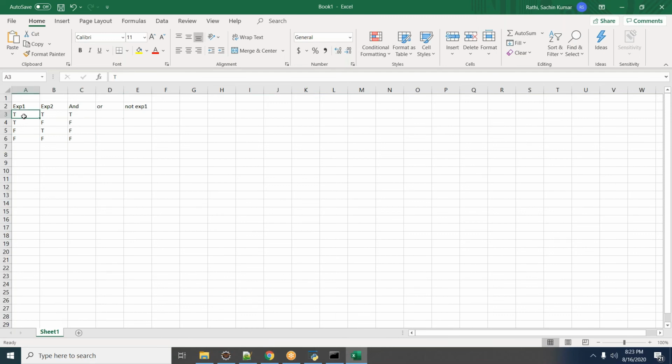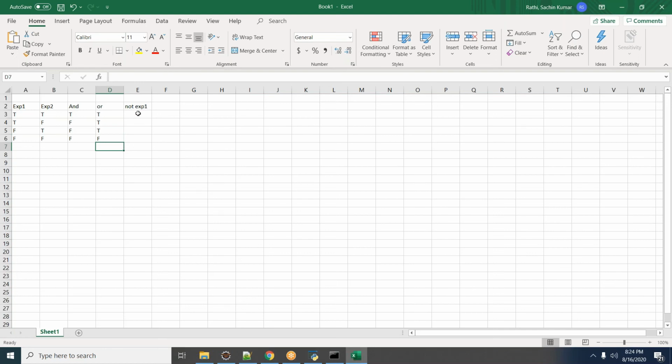Now OR. If one expression is returning true, what will the OR operator return? True or true: if any expression is returning true, the output will be true in case of OR. True or false means true. False or true means true. False or false, there is no true, that's why the output is false.